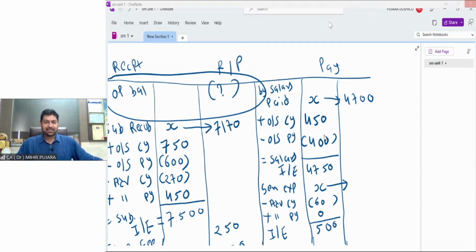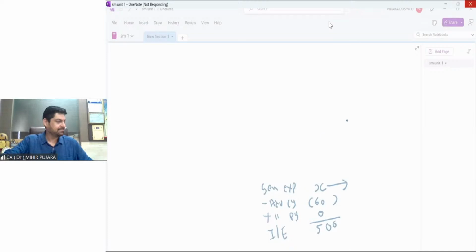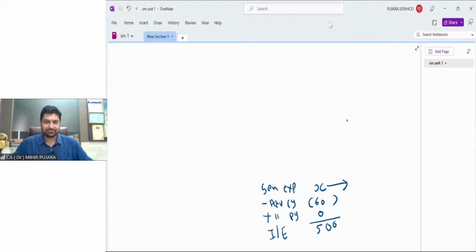It should be 560. Yes, it should be 560. So 560 will be in the outer column. Clear, guys? Can we go to the next point?